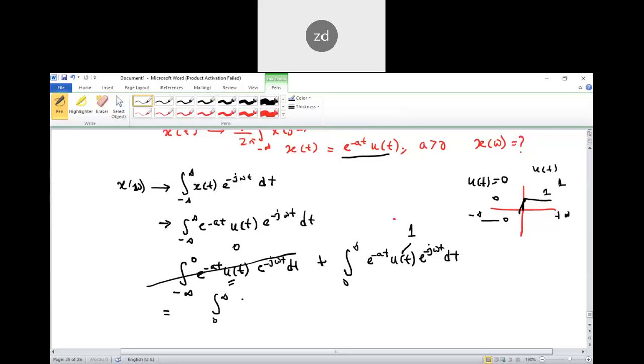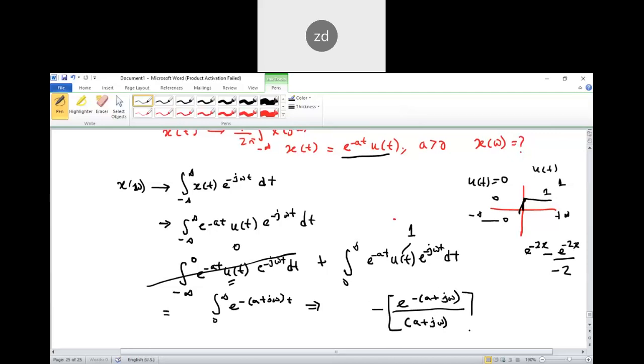Now you can take the exponents together, so you can directly write e^(-(a + j omega)t), and integrate. The integration of e^(-2x) is e^(-2x) divided by minus 2. So here also it is the same: e^(-(a + j omega)t) divided by minus (a + j omega), and inside we have to apply the limits, that is 0 and infinity.